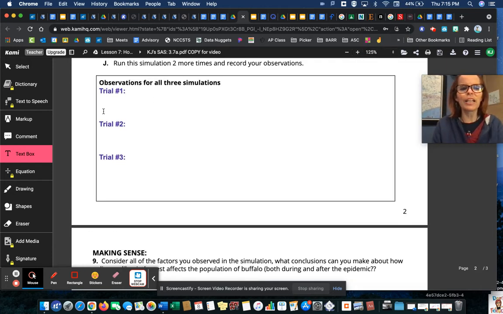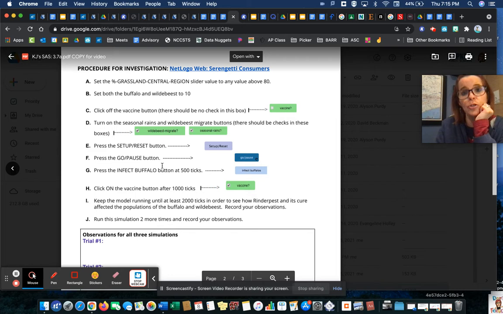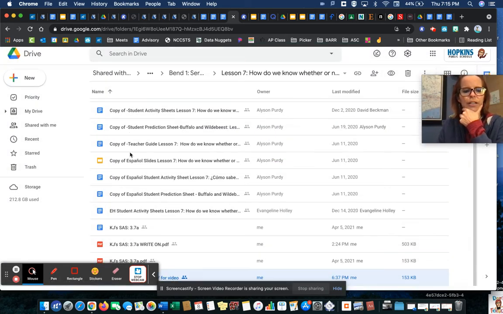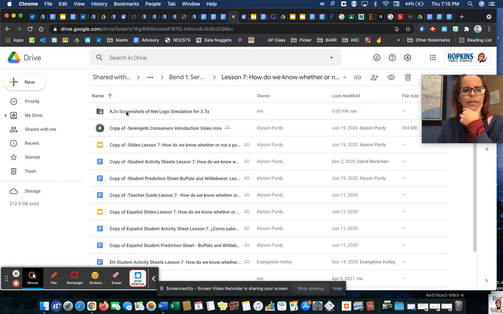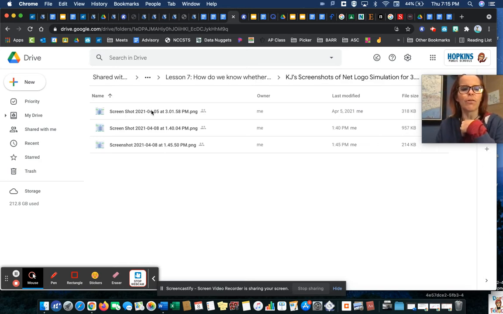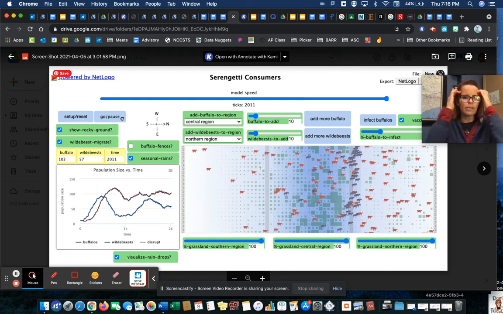So the first thing, we want to look at the observations for all 3 simulations. So I'm going to go back here, and I'm going to open up the screenshots I have from this particular thing. There we go. I did the simulation 3 times, and you can use my data if you want, but I'd love it if you use some of your own data. So which one did I do first? I think this is the one that I did first. I did this one in class. So I clicked on it. It's opening up. And here's our first simulation. Maybe that wasn't the first one, but that's okay.